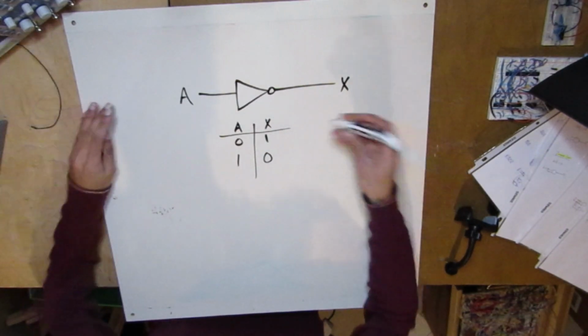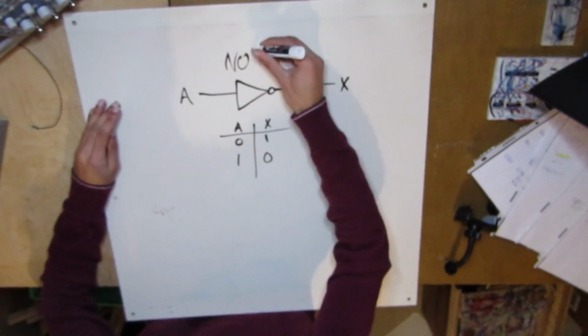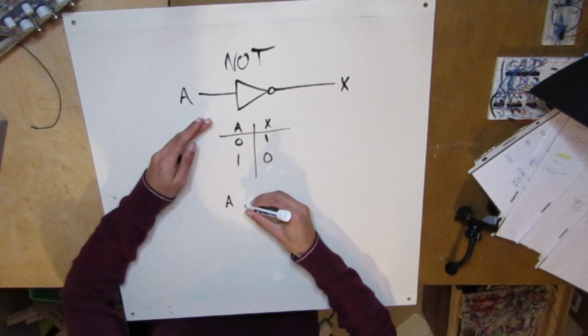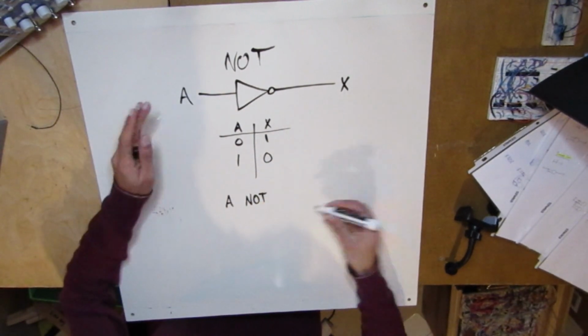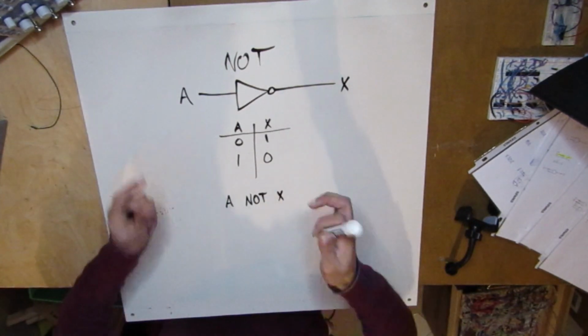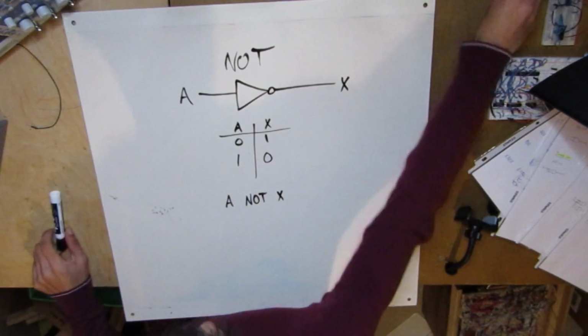This is called the NOT gate, because the input A will not be X. It will never be whatever X is. They're opposite of each other. This is the NOT gate.